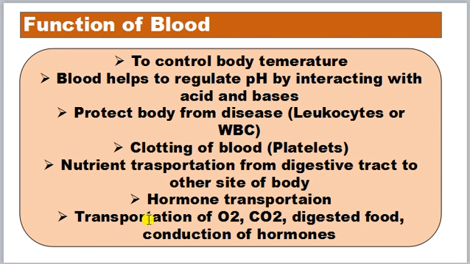A major function of the blood is to transport oxygen, CO2, digestive food, and hormones. They transport oxygen, like we inhale oxygen from the lungs, and they transport this oxygen to the various types of cells where it is required. And from the various cells they collect CO2, a toxic gas, which is carried to the lungs, where it is exhaled out. So these are some main functions which help to maintain our body system.